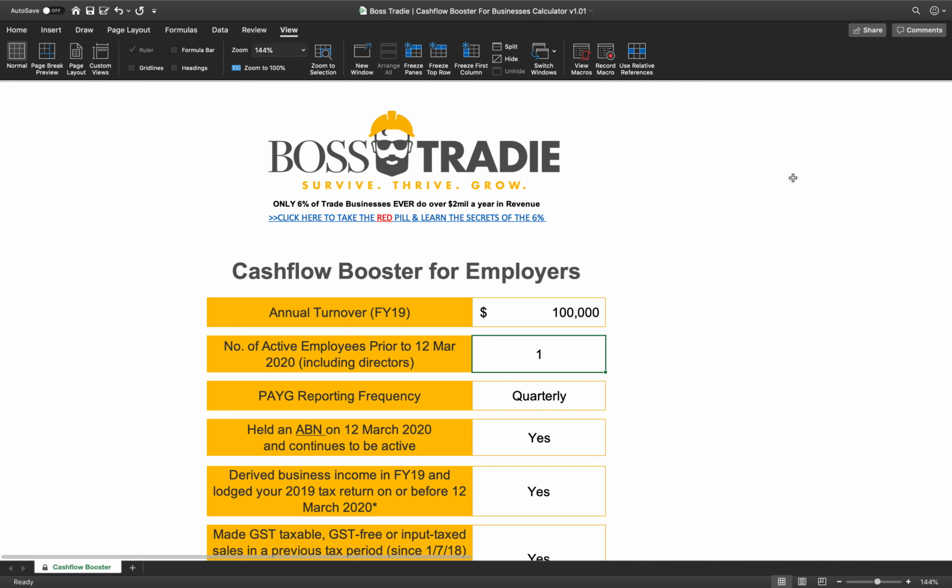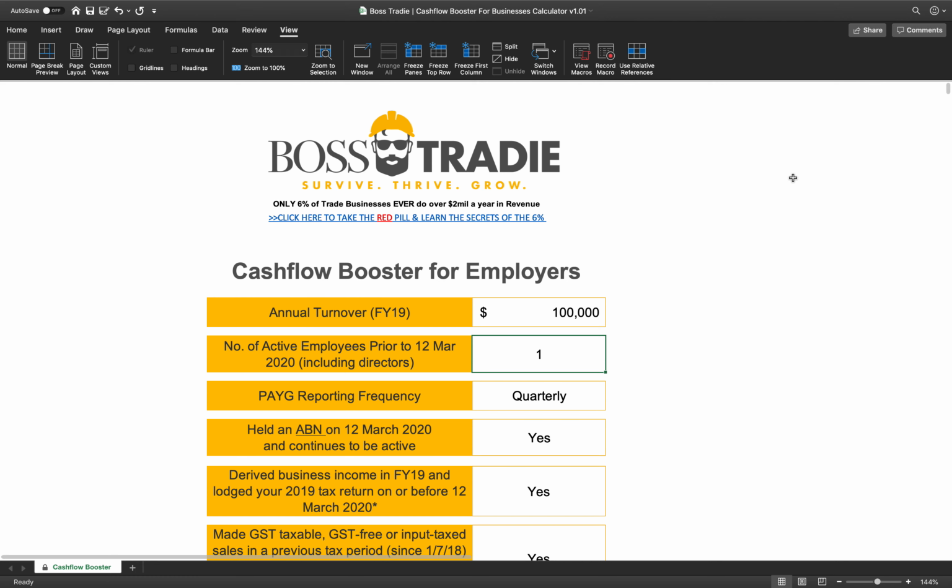Today I'm going to be showing you exactly how to use our Cashflow Booster Calculator we've created for you guys and all small businesses in Australia so that they can easily calculate what they're entitled to and when they're going to get it from the government's Cashflow Booster for employers.